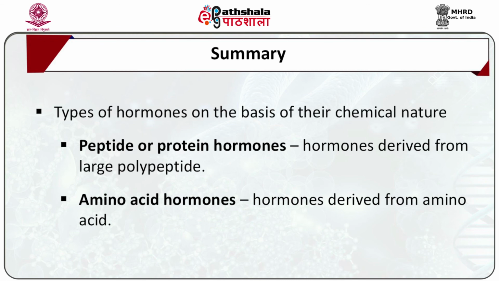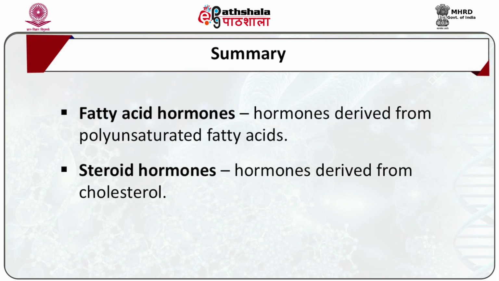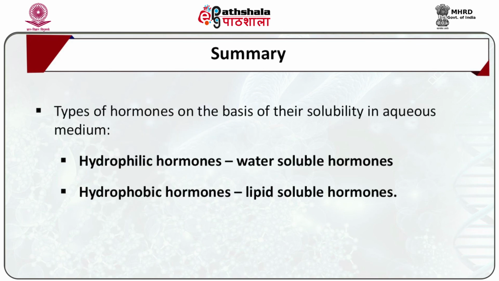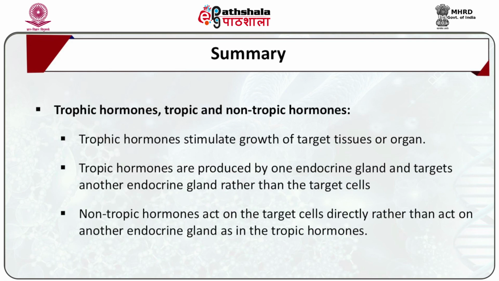Types of hormones on the basis of the chemical nature are peptide or protein hormones, hormones derived from large polypeptide, amino acid hormones, hormones derived from amino acids, fatty acid hormones, hormones derived from polyunsaturated fatty acids. Steroid hormones, hormones derived from cholesterol. Types of hormones on the basis of their solubility in aqueous medium are hydrophilic hormones, which are water-soluble hormones, hydrophobic hormones, which are lipid-soluble hormones, trophic hormones, tropic hormones, and non-tropic hormones.